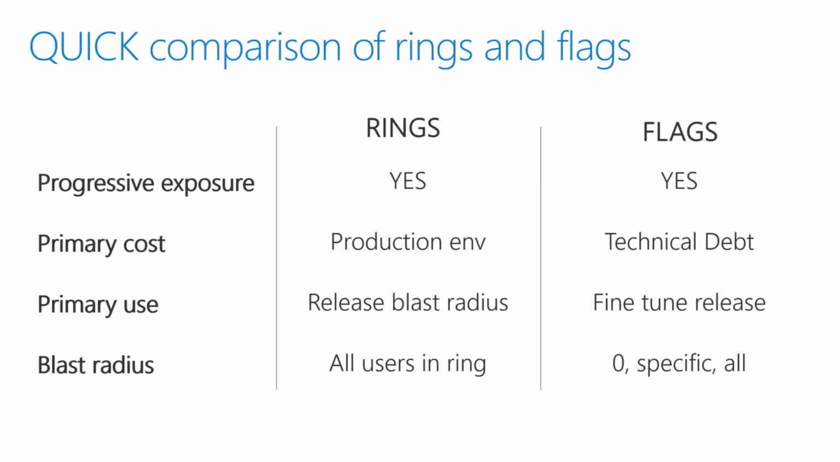The last one, blast radius for a release is, well, it's all the users in that ring. And if you don't use rings, it's all your users. So just think about that, let it sink in, and would you like to affect a few users or all of your users with a bug like the one that Heidi mentioned yesterday that took a whole company down? Probably not. Blast radius for feature flags is either no users, specific users, or all users. You can really fine-tune it.